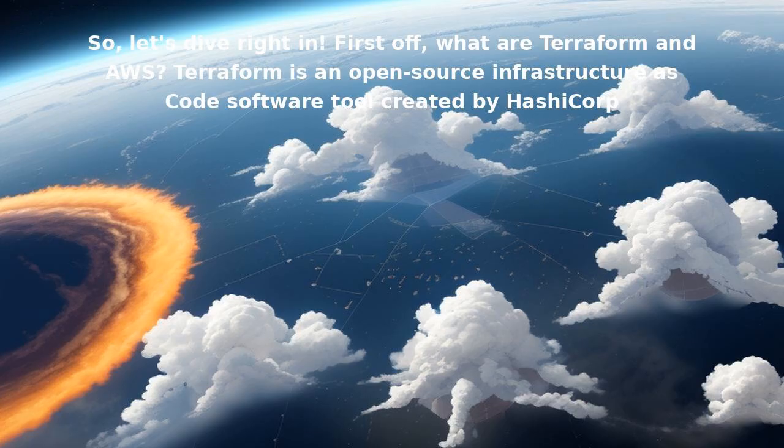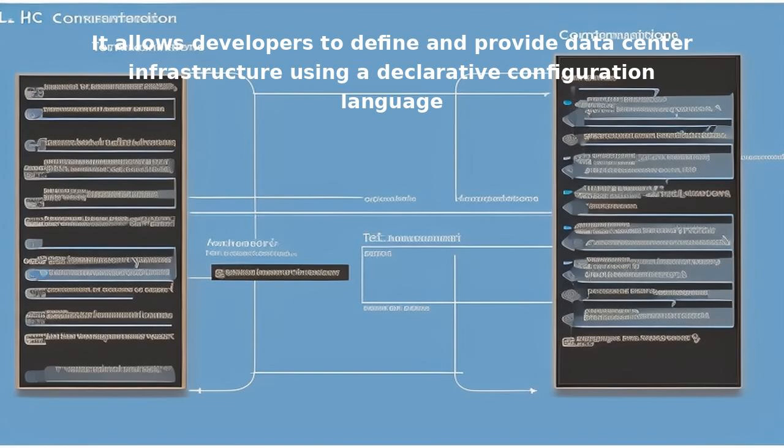Next, we need to write a Terraform configuration. A Terraform configuration is where you code how you want your infrastructure to look like. It's written in HashiCorp configuration language, or HCL. Here's a simple example of creating an AWS instance using a Terraform configuration.